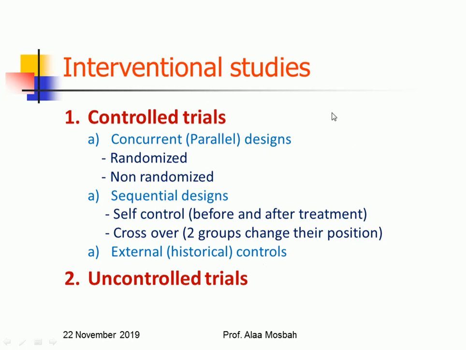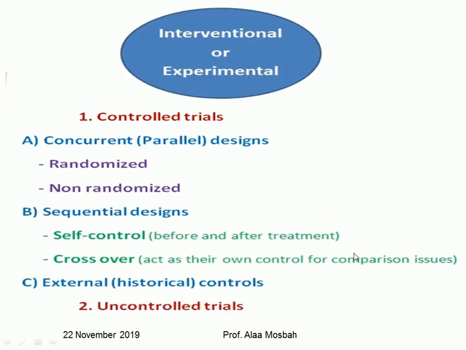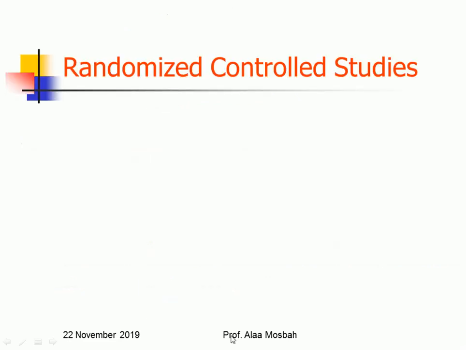So, intervention study could be controlled trials or uncontrolled trials. Controlled trials: concurrent designs, randomized or non-randomized, or sequential designs, self-control or crossover, or external controls. And this is again the interventional or experimental study, the other name, divided into controlled and uncontrolled.